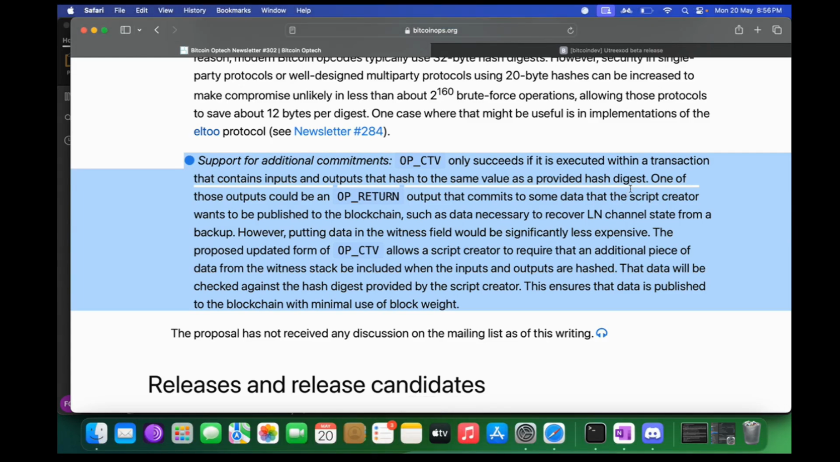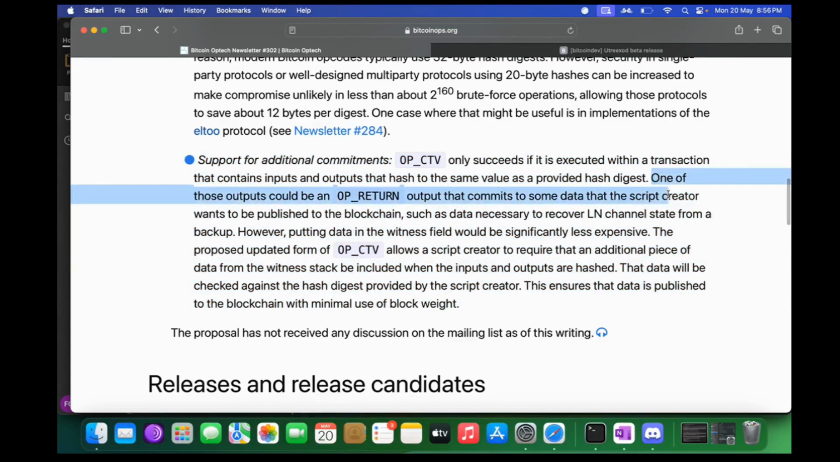Now, one of those outputs could be an operator. Because OpCTV has inputs and outputs, this is what you commit to. You commit to the inputs and you commit to the outputs.